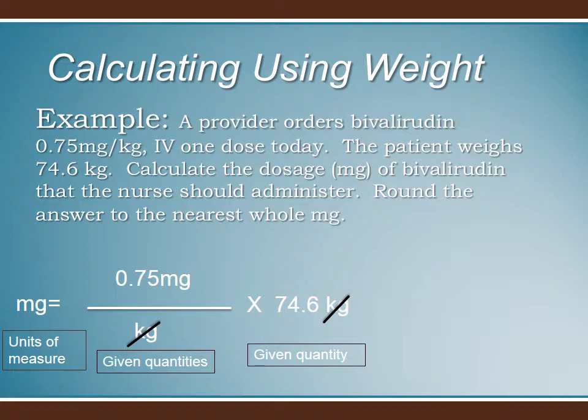Now I want to calculate the problem. I need to know how many milligrams total I want to give the patient. The order provided was to give 0.75 milligrams per kilogram of medication. My patient weighs 74.6 kilograms. So I need 0.75 milligrams for each kilogram to get the amount I need. I am able to cancel out the kilograms. This provides me with the answer of 55.9 milligrams. And using the rounding rules, because the example states to round the answer to the nearest whole milligram, the answer is going to be 56 milligrams.